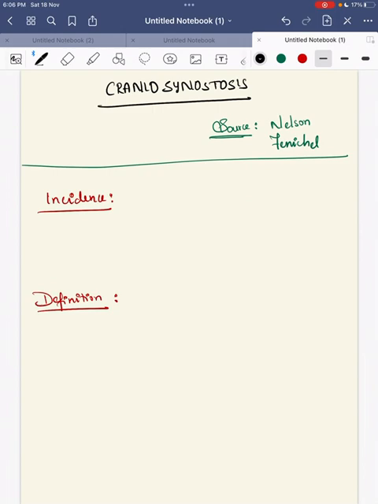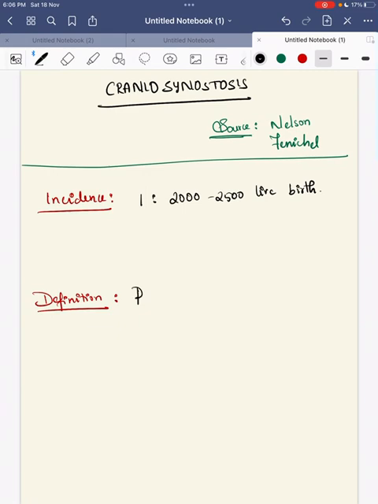Hello everyone, good evening. Today we will discuss craniosynostosis. It is a frequently asked 7-mark question in your university examination. So let's start with its incidence. It occurs in 1 in 2000 to 2500 live births.